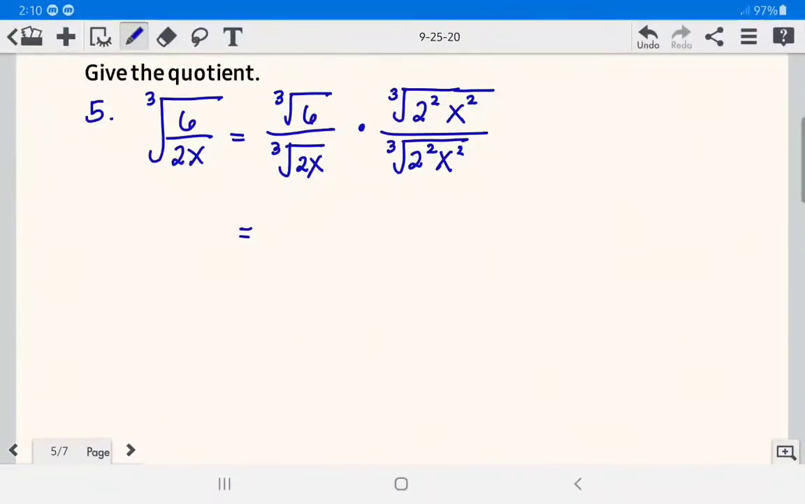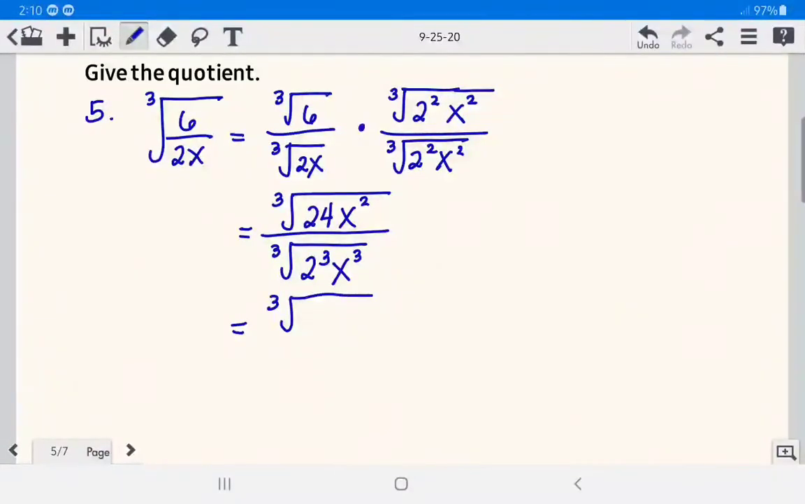Then, let us now multiply. We have the cube root of, so 2 squared is 4 times 6, we have 24, then x squared. Then over this one, let us multiply. So we have the cube root of 2 raised to 1 times 2 squared. So this is equal to 2 cubed. Then x also, 1 plus 2, we have 3. So x cubed.